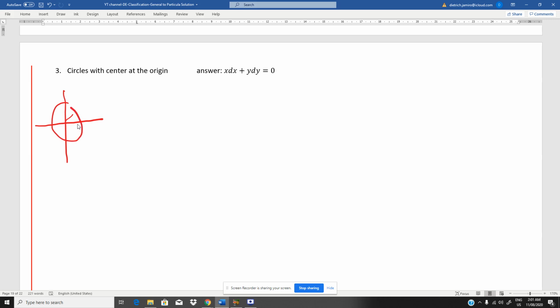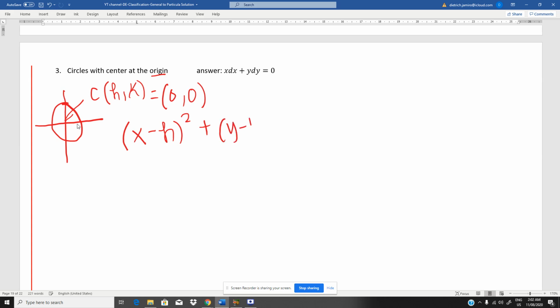So I'll make a circle, and then we all know that the center of the circle is h comma k, but because it is in the origin, therefore our h comma k will become 0 comma 0. And then we all know that the formula for a circle is this: x minus h squared plus y minus k squared is equal to r squared.